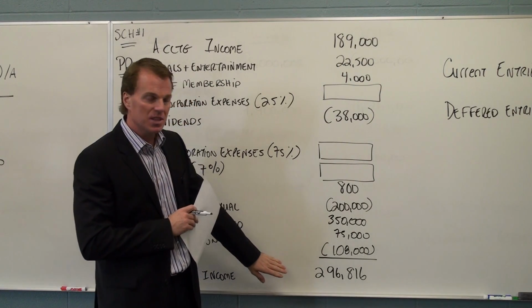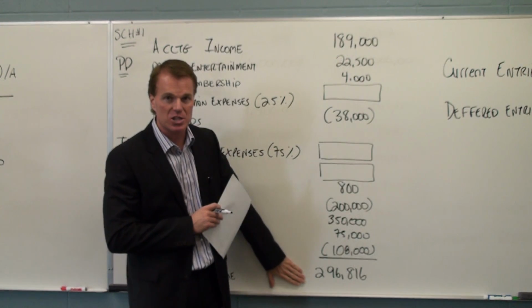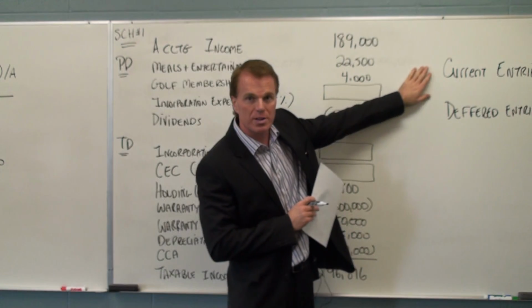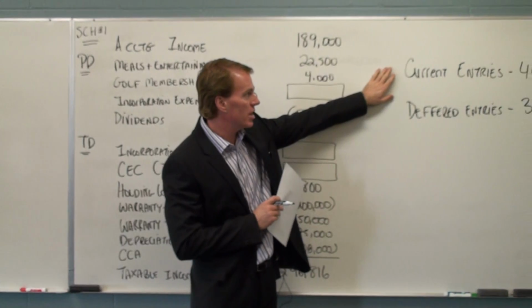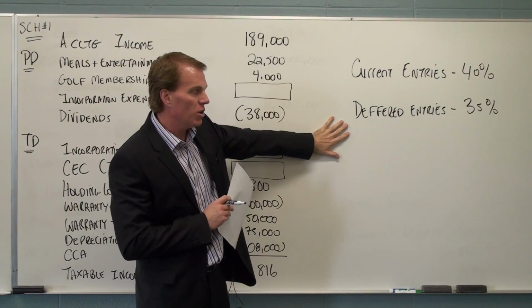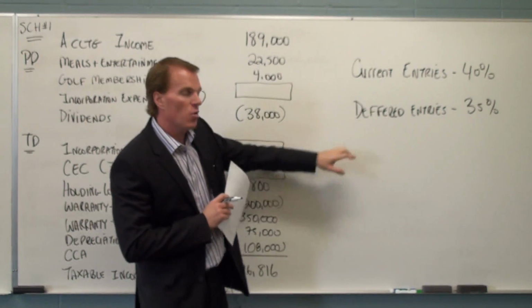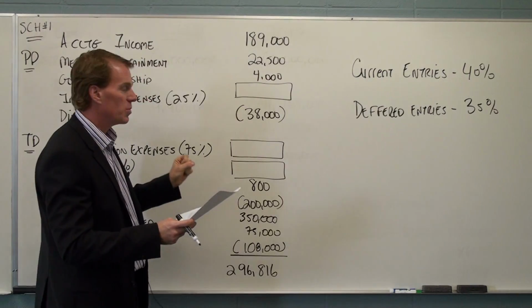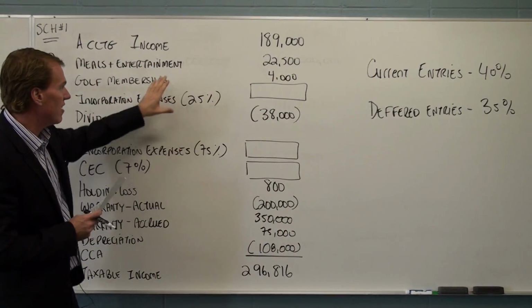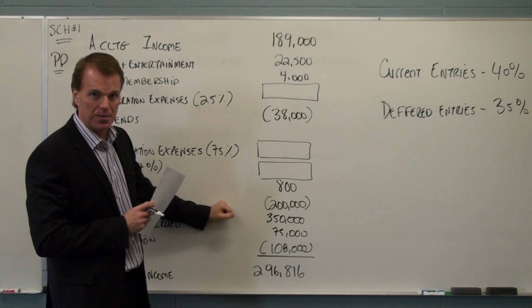Now, one of the interesting things about this is that the taxable income will be multiplied by the current tax rate, which is 40%. So our current entry there for tax is 40%. All our other entries, the deferred entries, will be 35%. Now, what we do with this schedule is we break it down into two parts. So we're going to have permanent differences here, and we're going to have temporary differences here.